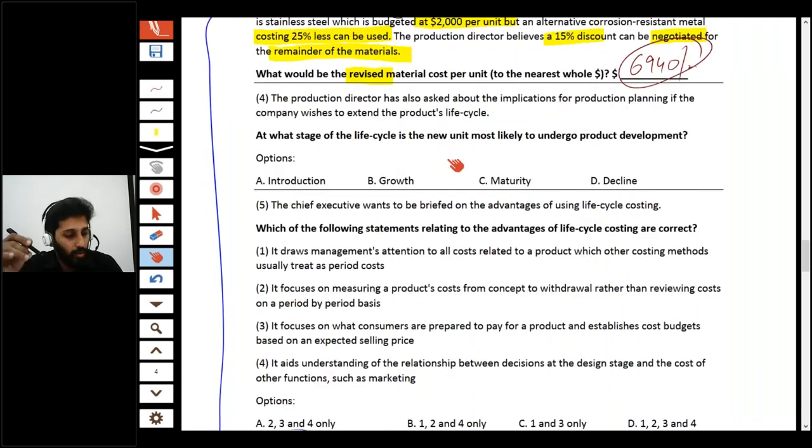Question number 4 and 5. Question number 4 is very simple. The production director has asked about the implication of production planning if the company wishes to extend the production life cycle. At what stage is the new unit most likely to go under product development? That's the maturity stage, because in that stage you are trying to redevelop your product, bringing innovative features.